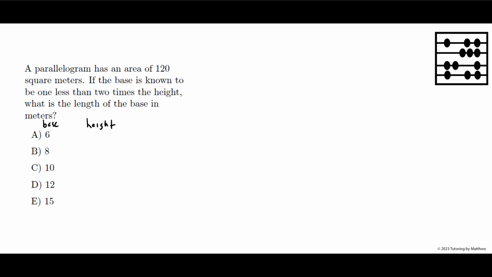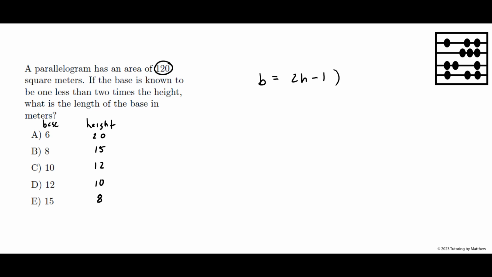The base times the height gets you back to 120, so we fill those in here: 20, 15, 12, 10, and 8. All right. Sometimes there's duplication like this, meaning you see the same numbers on the left and the right. Now, rather than writing an equation here, which we can do, we could say that the base is known to be 1 less than 2 times the height, okay?